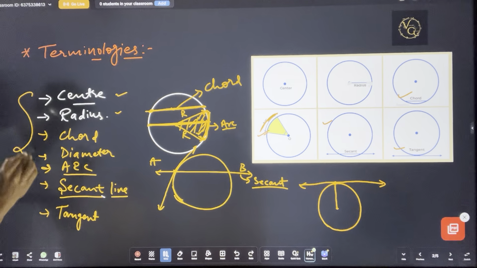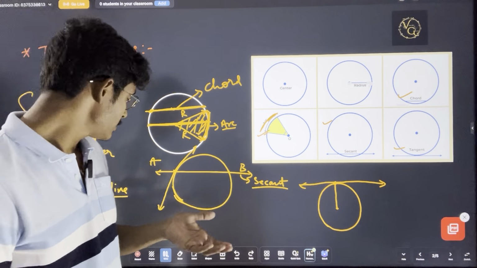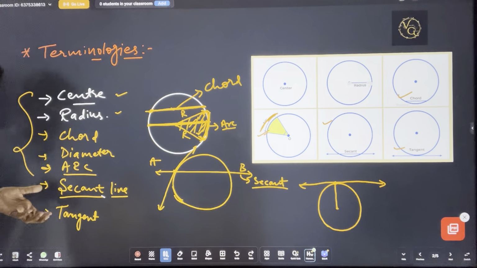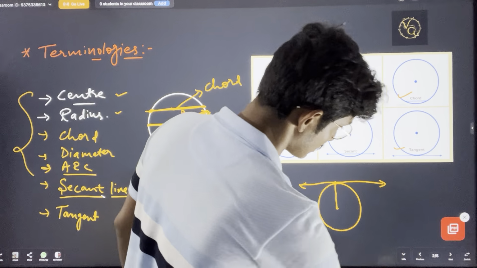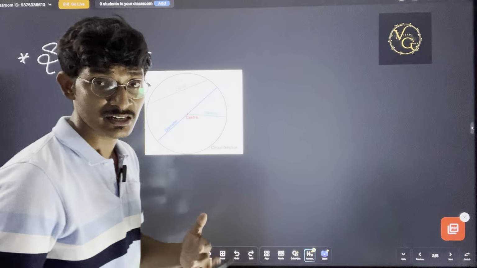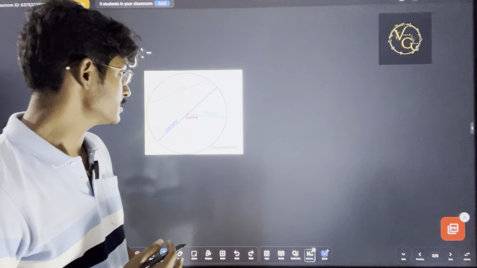These terminologies were already in your earlier grades. The only new things we have learned are the secant line and tangent line. We will be discussing the tangent line again and again, so you don't need to worry about it much.